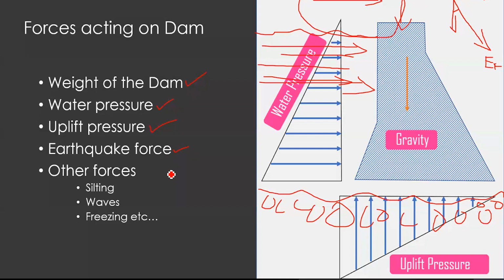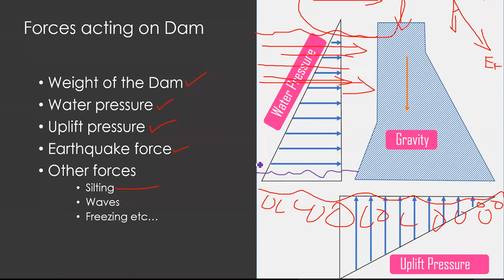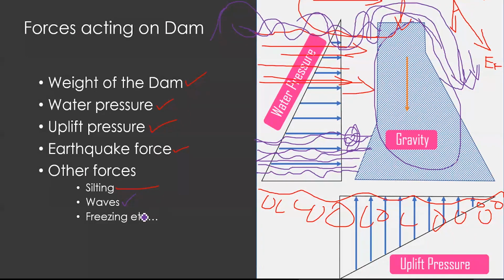That is earthquake force. You know that as per the IS code, we will be taking different parameters in the case of earthquake forces. And other than that, there is silting, because when the dam is constructed and water is stored in the reservoir, a huge amount of sediment is going to be deposited in the reservoir. And the waves which are generated on the reservoir also need to be taken into consideration, and the freezing of water stored in the reservoir also needs to be taken into consideration.